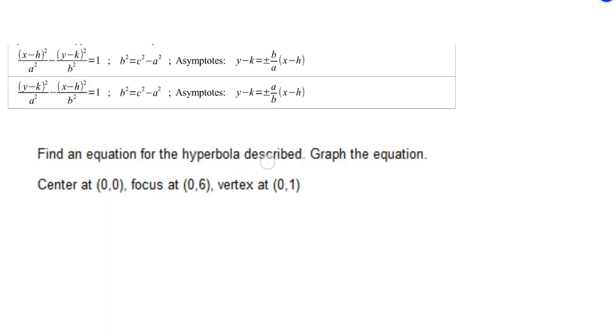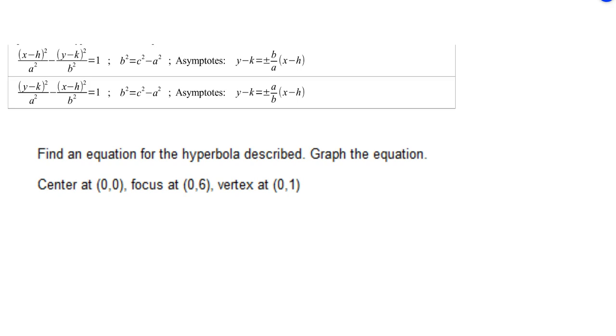Find an equation for the hyperbola described. Graph the equation. So before we solve this question, let's take a look at the two versions of our hyperbola that we're working with. We have a vertical and a horizontal orientation. So in our equation we have an h and a k, which is the center of the hyperbola. And then we have an a, which is the distance between the center and the vertex. B helps us determine the slope of the asymptotes. And then we have a value of C, which is the distance between the center and the focus.